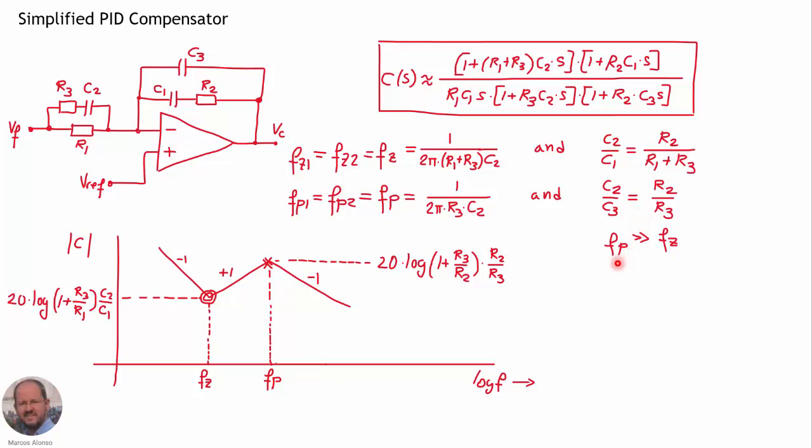And of course, the frequency of the poles has to be much greater than the frequency of the zeros because of the condition of C1 much greater than C3 that we have seen in the previous slide. So this is just a degeneration of the previous compensator in which we are locating both zeros and both poles at the same frequencies. So now let's see what we can do with this PID compensator to improve the behavior of our buck converter in closed loop.